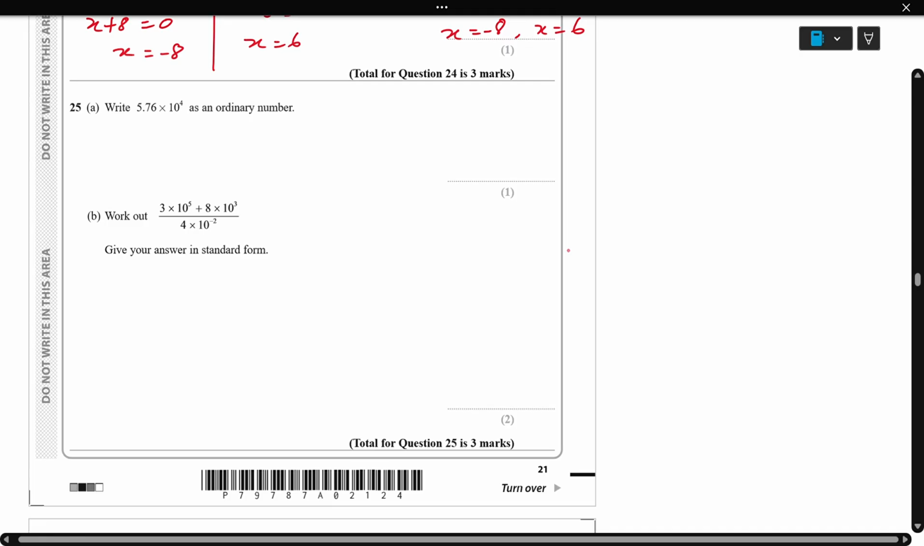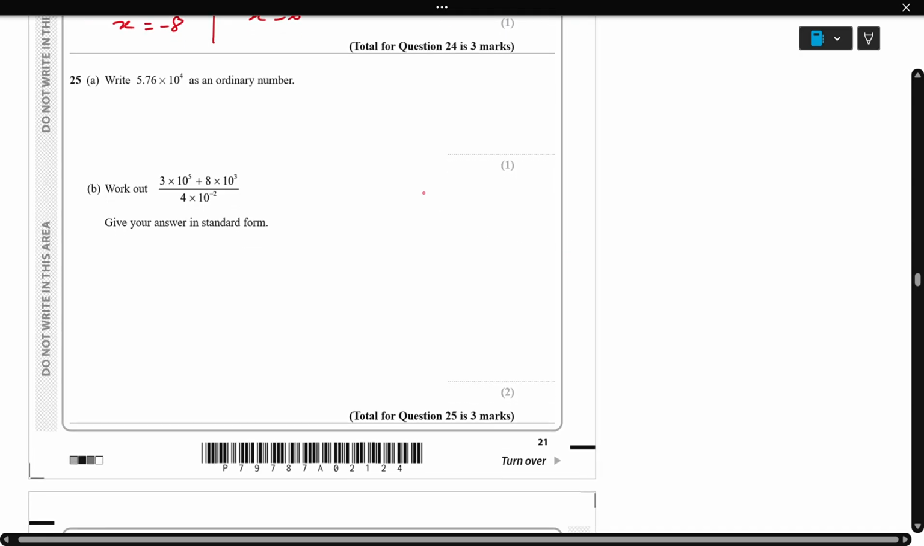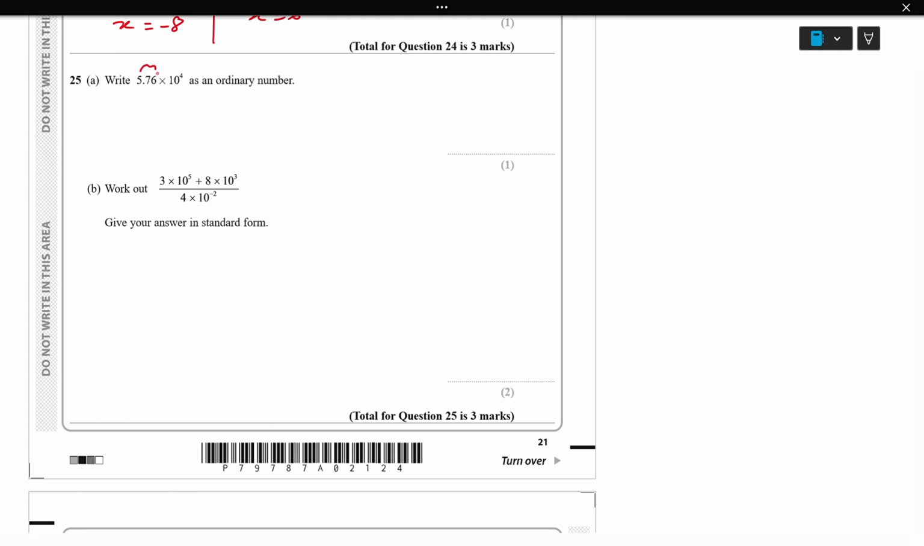Next, question number 25. Write 5.76 × 10^4 as an ordinary number. So we need to move 1, 2, 3, 4 places, and for the last two places we should add zeros. So 57600. The answer is 57600.